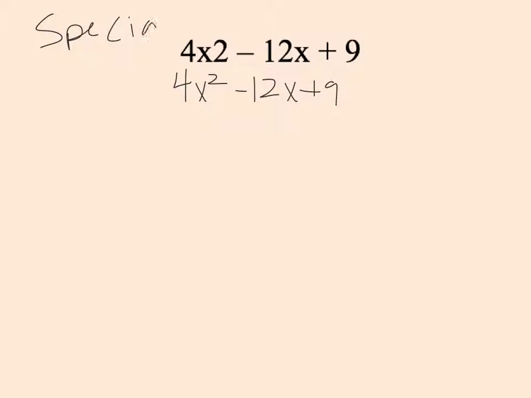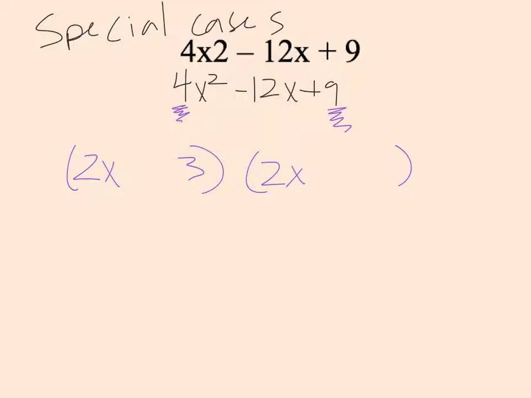Now one thing, when you're dealing with special cases, you can still solve these without using the shortcut for a special case. But sometimes it's just easier. So special case means if I look at my A and if I look at my C, both of those are perfect squares. If I write those as perfect squares, you have two parentheses. It would be a 2x and a 3, a 2x and a 3. Now, my middle term here would be a negative 12. The sign in the middle should be the same sign here.